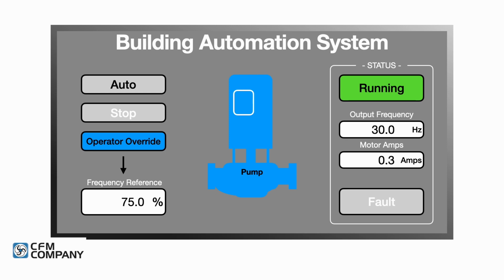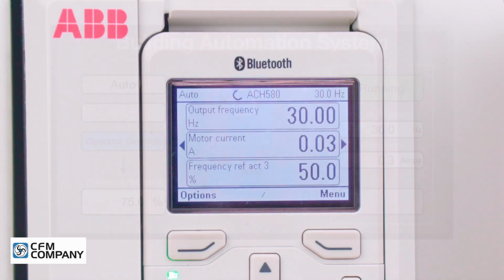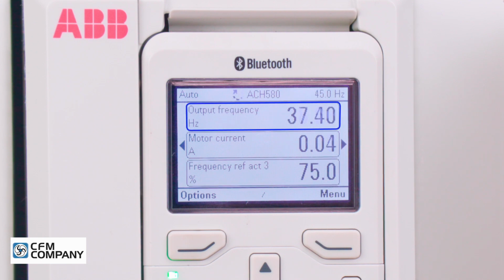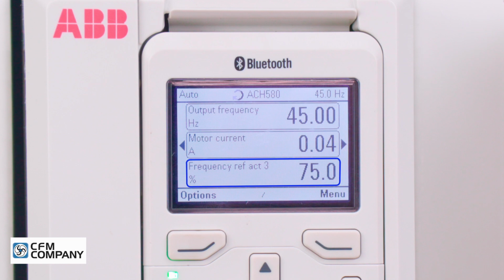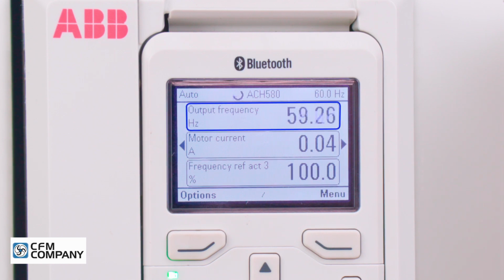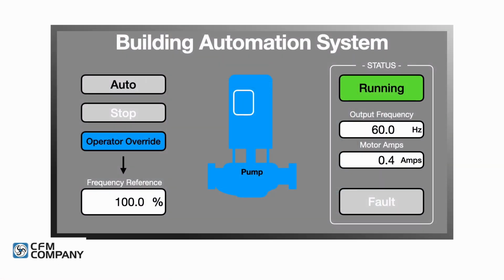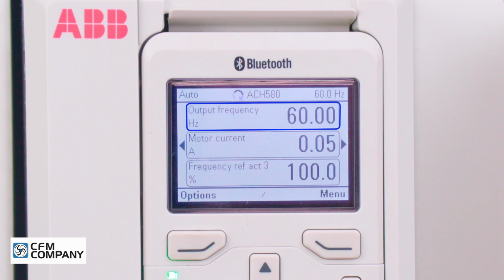Send the drive a 75% frequency reference. The third line of the display should show 75%. The drive output frequency should increase to 3/4 speed. Send the drive a 100% frequency reference. The third line of the display should show 100%. The drive output frequency should increase to full speed. Send the drive a stop command. The drive should stop.